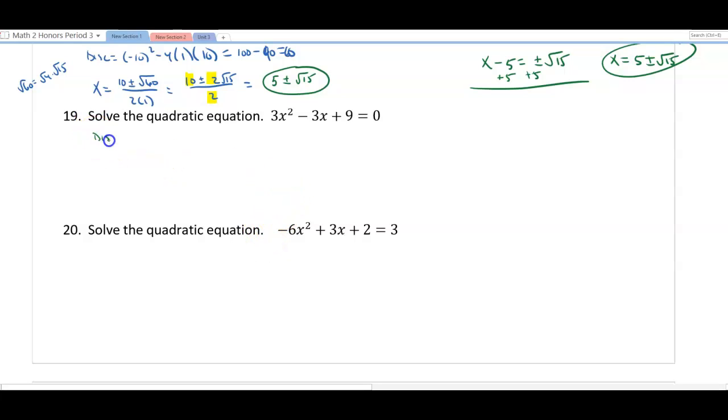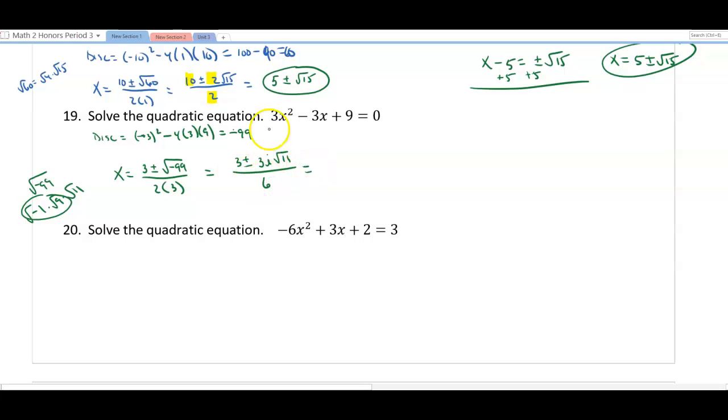So we're going to go ahead and find the discriminant, right, which is negative 3 squared minus 4 times 3 times 9, which is going to give me a discriminant of negative 99. Right away, you know you're going to get a non-real root. So x equals, the opposite of negative 3 is 3 plus or minus the square root of negative 99 all over 2 times 3. Now, when you simplify root negative 99, it's going to give you root negative 1 times root 9 times root 11. This is going to translate to 3 plus or minus 3i root 11 all over 6.